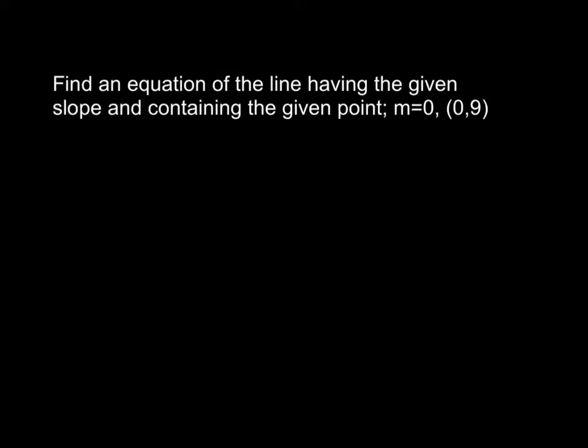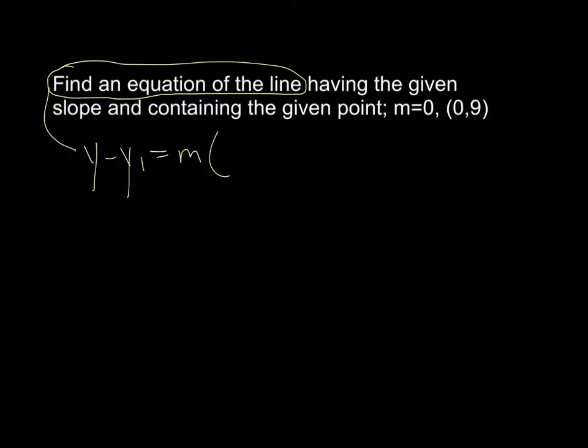Okay, our second example, find an equation of the line having the given slope and containing the given point, m equals 0, and it goes through (0, 9). There are different ways to do some of these problems, but I'm going to stay consistent. We're given that phrase, find an equation of the line again. And again, I'm going to start with y minus y1 equals m times x minus x1. Again, replacing y1, m, and x1.